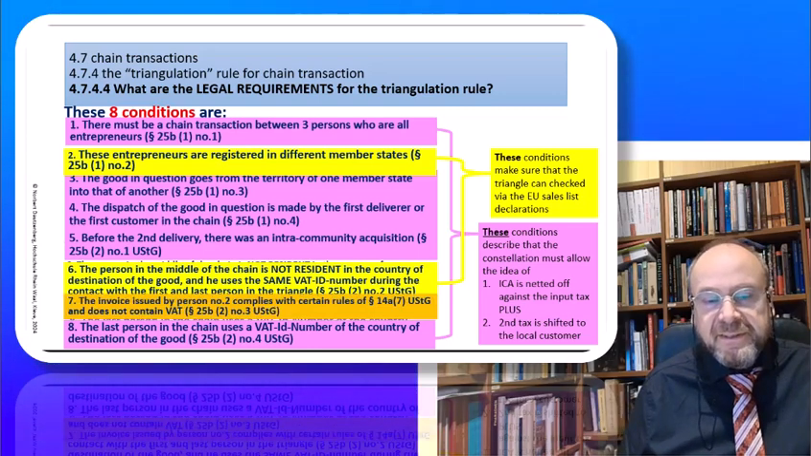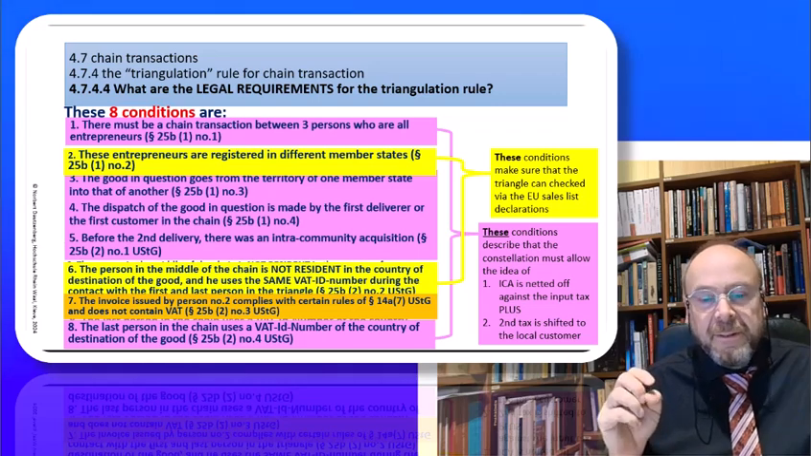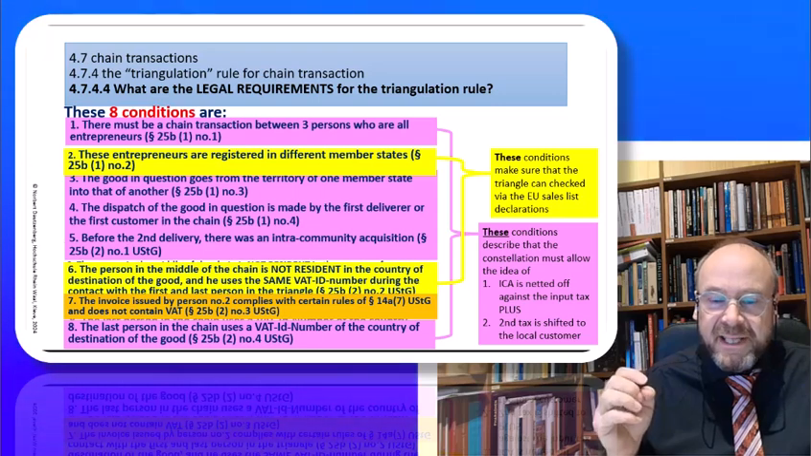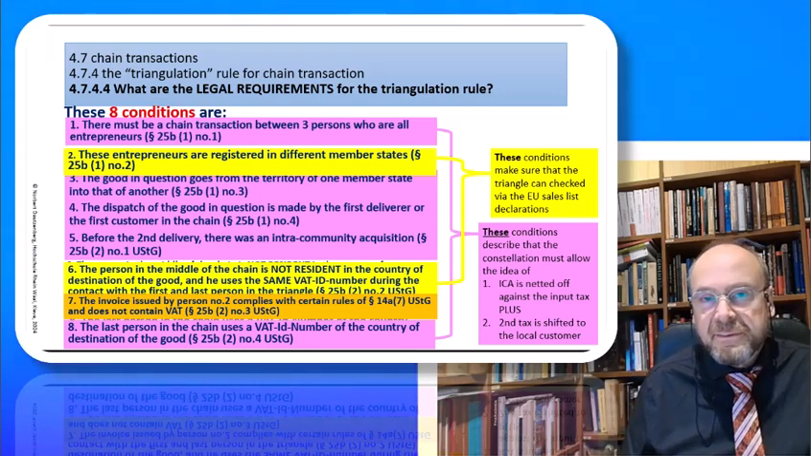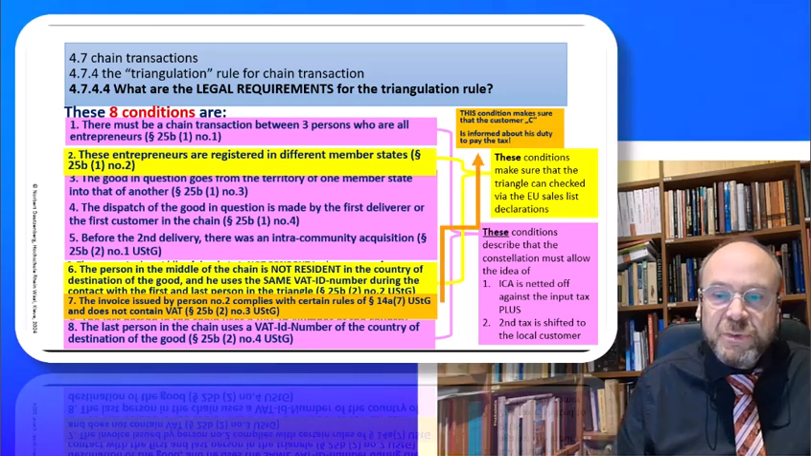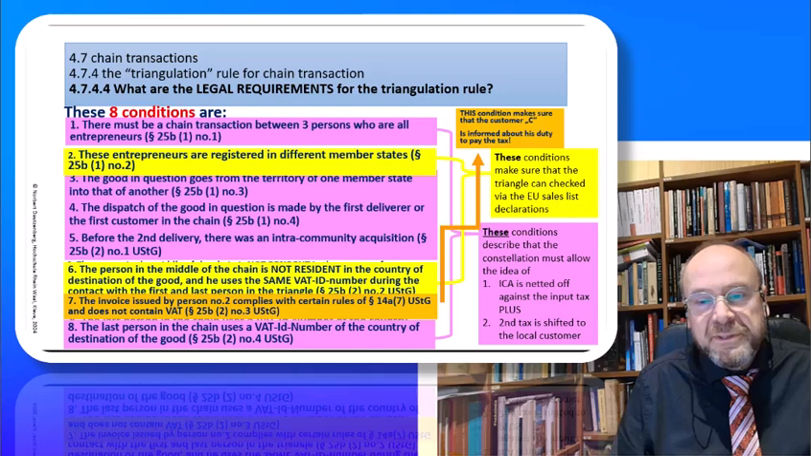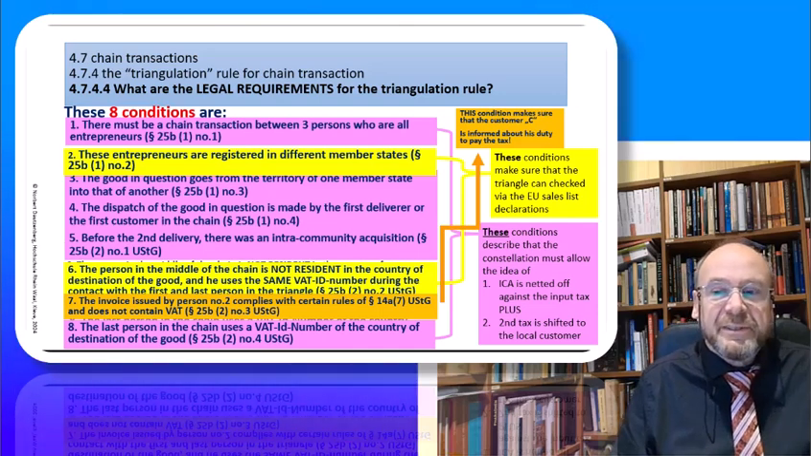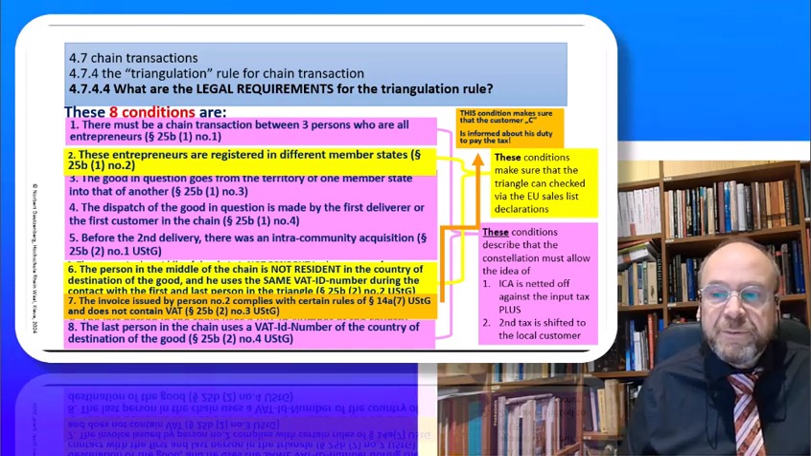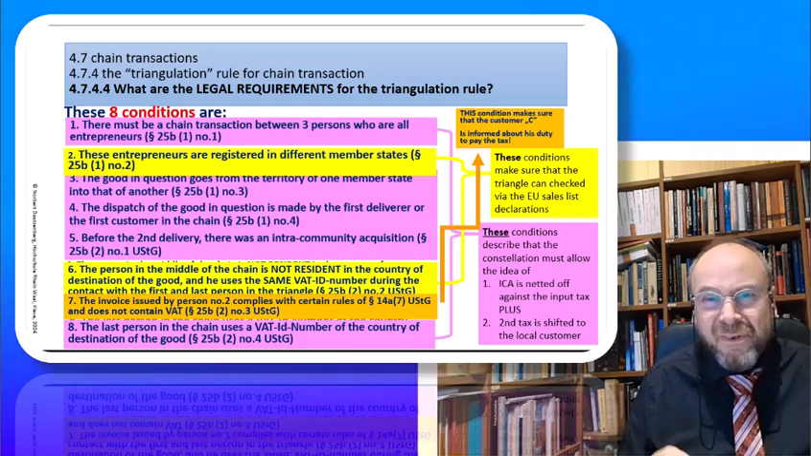And last but not least, this condition number 7: the invoice issued by person number 2 must be net and must not contain VAT. That is the condition which makes sure that customer C is informed about his duty to pay the tax, and that there is no excessive VAT overcharge in the sense of paragraph 14c. So basically also that, if you understand the basic logic, is not so complicated.